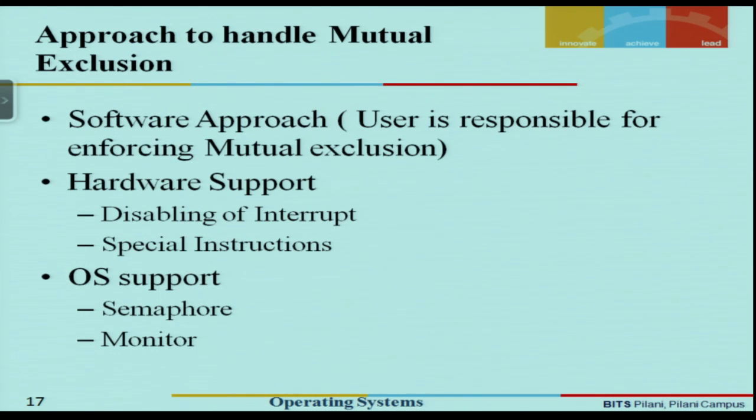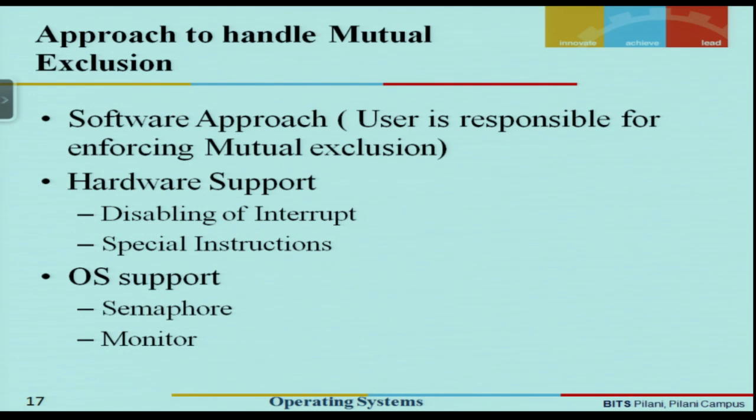So when we look at the various approaches by which mutual exclusion can be achieved, we can broadly put the solutions in three categories. The one we call the software approach. The software approach is one where the user is responsible for enforcing the mutual exclusion. The user would write the code which will ensure that mutual exclusion among the processes is achieved. So that is one approach, and we would see what the pitfalls are in such an approach.